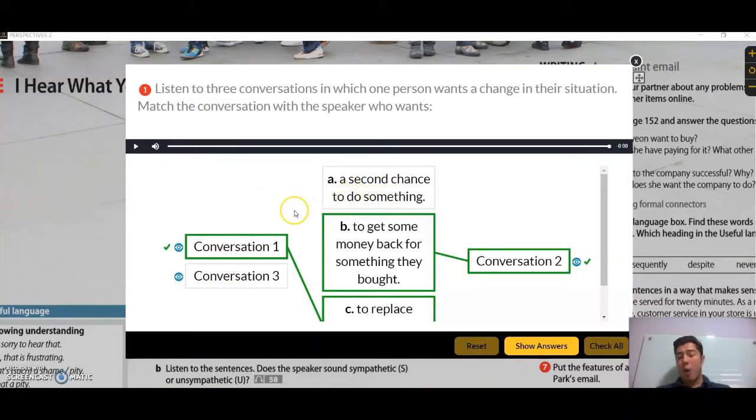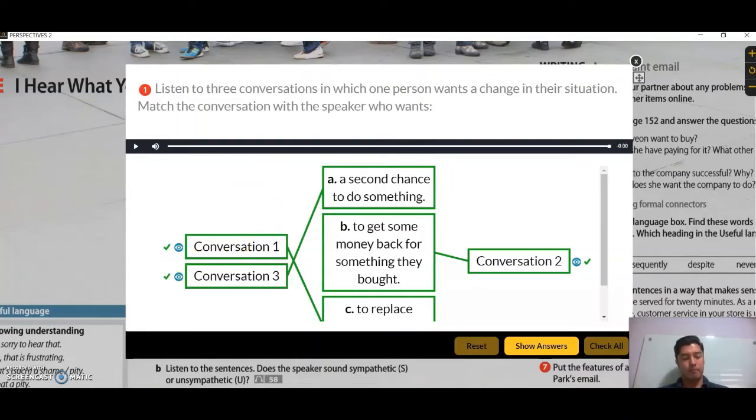The teacher didn't promise that he would give her the opportunity to do the test again, but he was going to think about it. So he was giving her a chance. So let's check it: it's a second chance to do something.